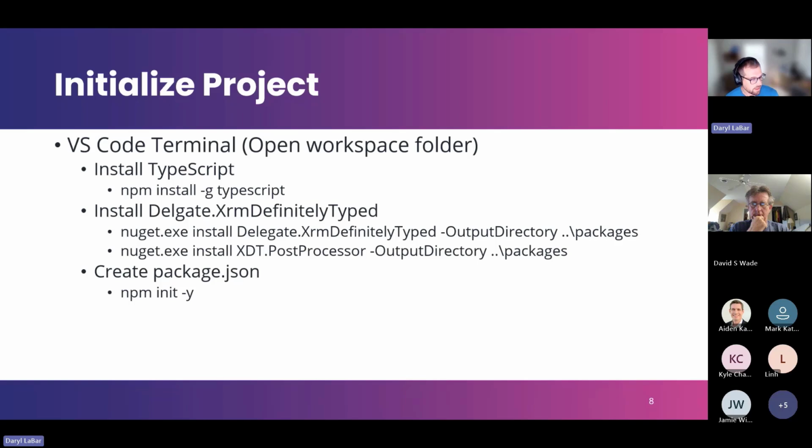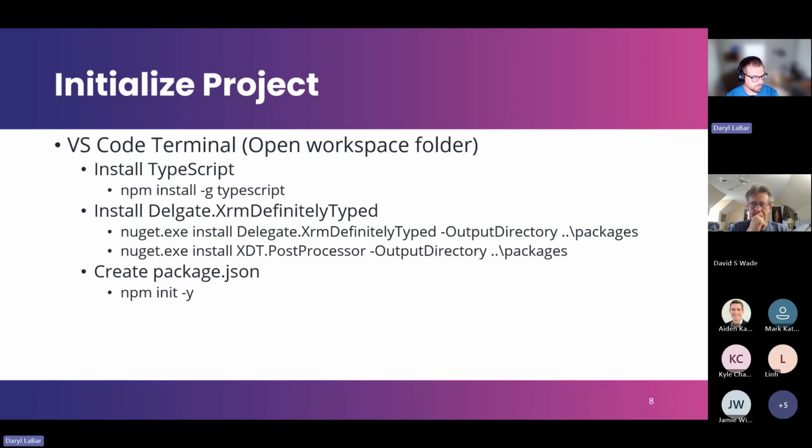install TypeScript. That's the command for that, npm install -g typescript if you want it global. The next one is something you probably don't have. This is the NuGet package that I talked about that installs the XrmDefinitelyTyped exe, which is used to generate your type definitions. If you're familiar with early bound generators, like one of the tools I've created in the XRM Toolbox, or another early bound generator, just think of it like that. This is the tool that's going to generate those types for you.